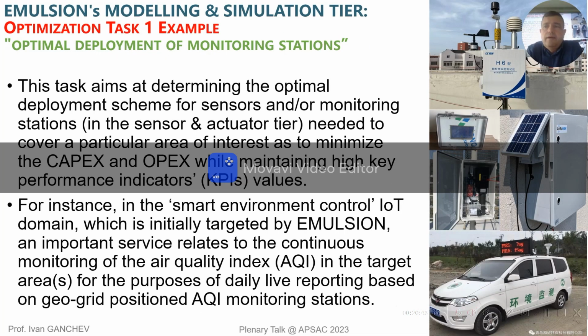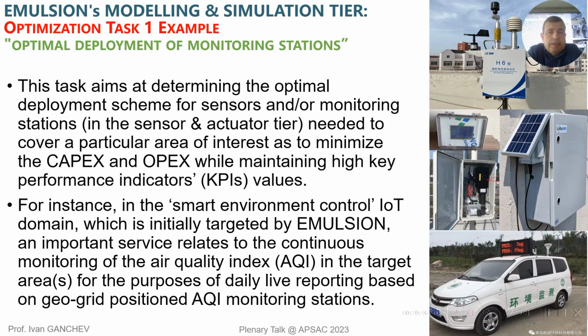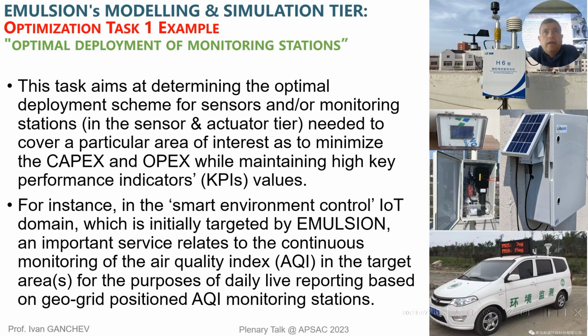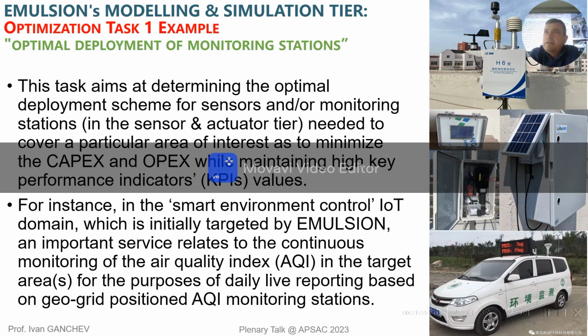So, one of the IoT domains which our platform operates in is smart environment control and protection, mainly in relation to controlling the quality of the air based on the so-called air quality index, which is an American-based system with different levels of AQI index, colored in different colors and showing whether the air in the area is good enough for breathing or not.